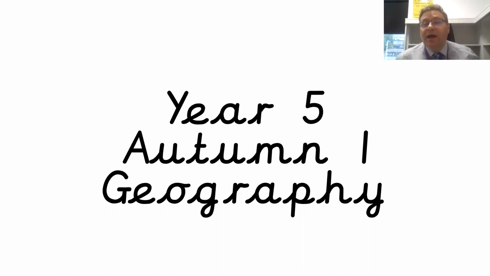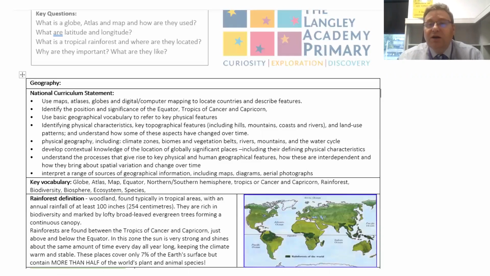As you know, we've been looking at geography all term, and this is the key information that you should really be studying, looking at, adding to when you get a chance. Our key questions are about what is a globe, what is an atlas, what are longitude and latitude, what a tropical rainforest is and where they're located and why they're important and what are they like. And as you know, we've been looking at these quite closely over the last few weeks.